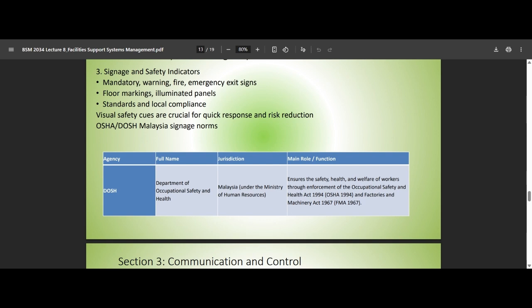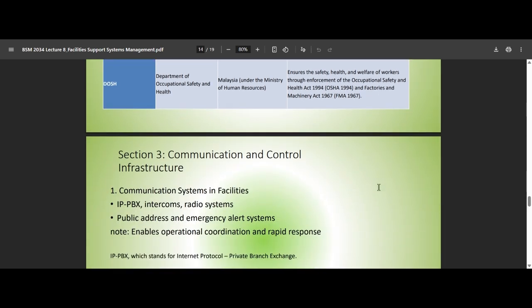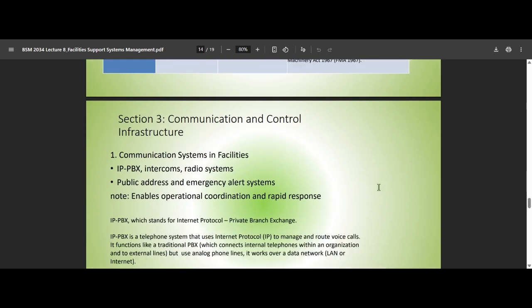And Factories and Machinery Act 1967. So OSHA is an act, while DOSH is the Department of Occupational Safety and Health, which comes under the Ministry of Human Resource. Now, with this, we end section 2. We move on to section 3.